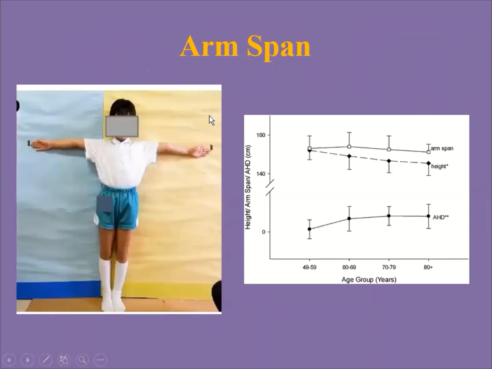So this is a picture of an arm span being taken in this child, and you can see he has stretched his arms, and from the tip of the right middle finger to the left, the arm span is taken. And this chart shows the height and the arm span over an older age from 50 years onwards. And you can see the arm span is almost the same and the height is decreasing with age. And the difference between the arm span and height also, they made a chart so that in a population study, you can guess the height of a person.